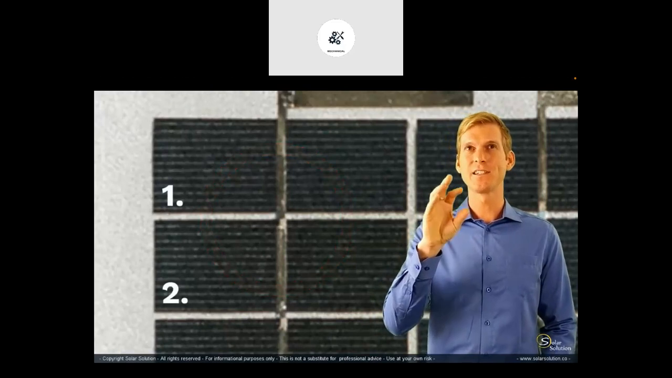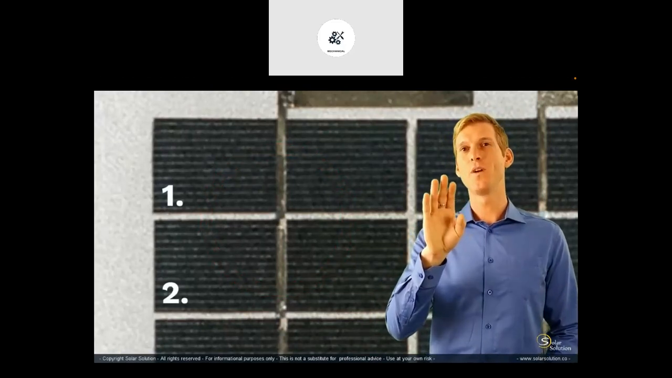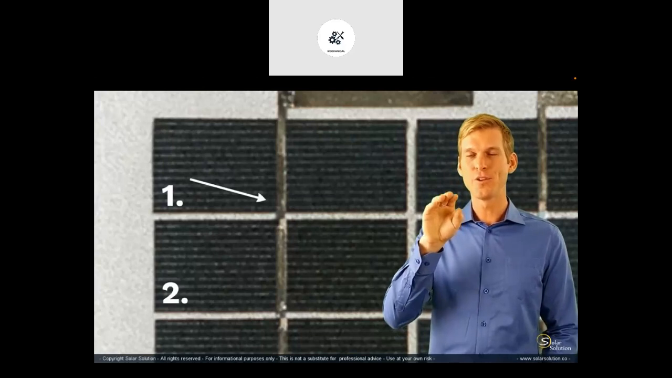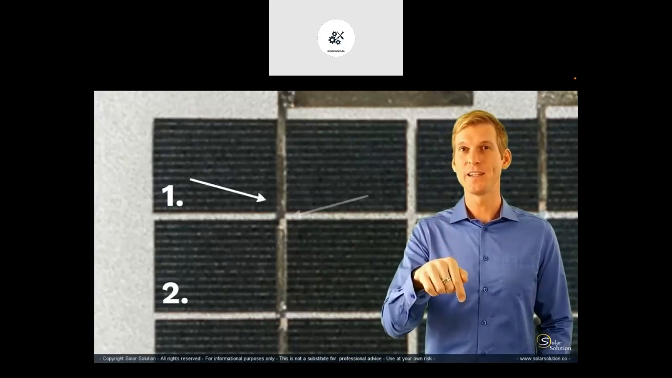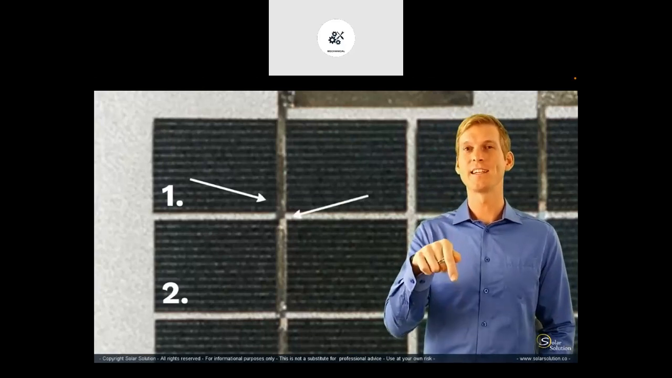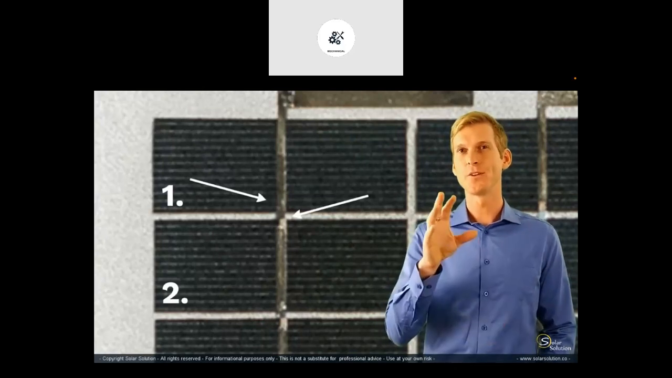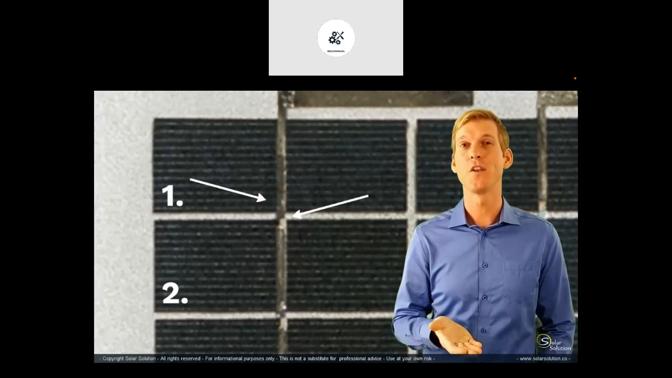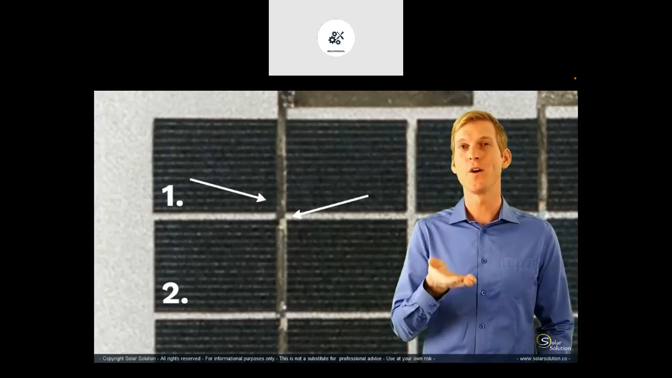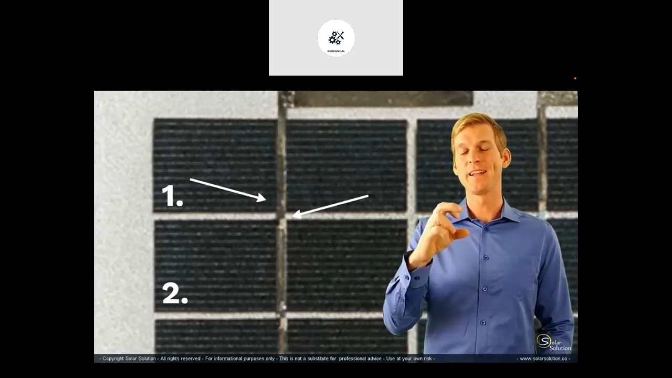Because it seems like cell number 1 is just directly connected to cell number 2 through the main bus bar. But if you look more closely, you can see that actually the top of cell number 1, the bus bar, is folded under cell number 2 and then connected, well, you can't see it, but it's connected to the bus bar at the bottom of cell number 2.